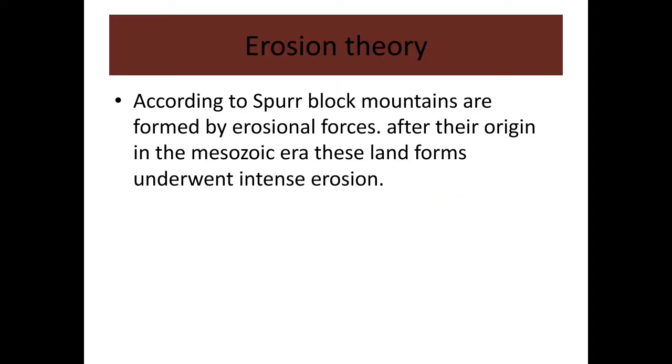Next, the erosion theory, according to Spur. Block mountains are formed by erosional forces, and after their origin in the Mesozoic era, these landforms underwent intense erosion. He says that landforms are formed and they underwent intense erosion, and due to this the block mountains are formed. So this is how the mountain building took place. This is the erosional theory according to Spur, whereas many scientists could not agree with the erosion theory.